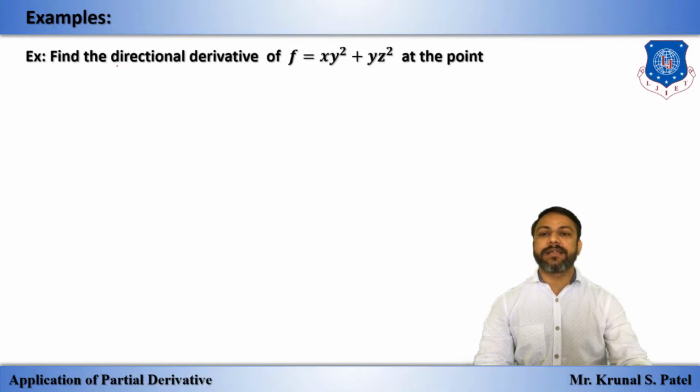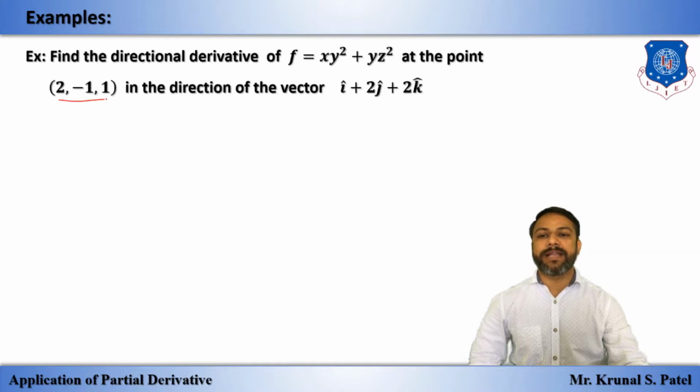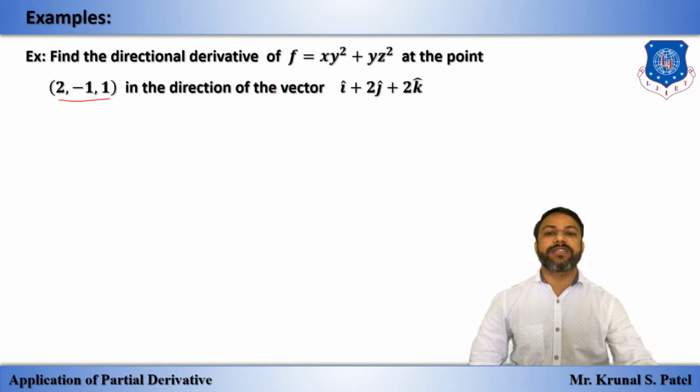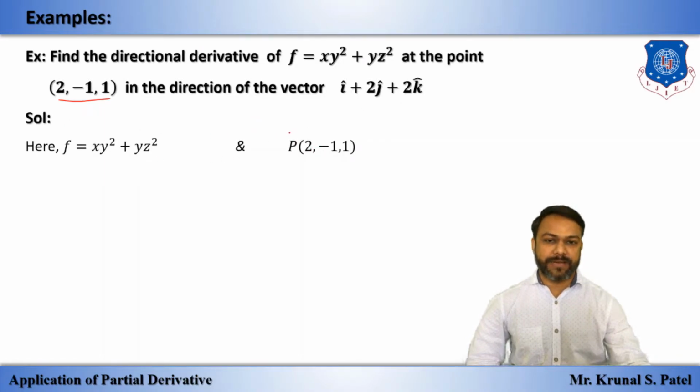An example is: find the directional derivative of f is equal to xy square plus yz square at the point 2, minus 1, 1 in the direction of the vector i plus 2j plus 2k. Okay, this we want to find. Now first we will start with the function f and point p. This is given. First we will find the gradient of this function f.